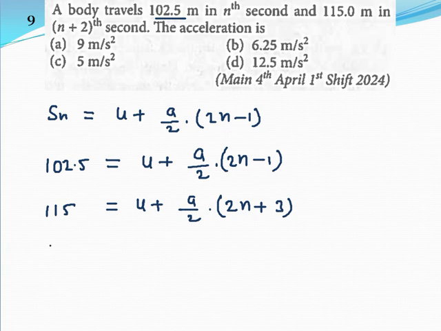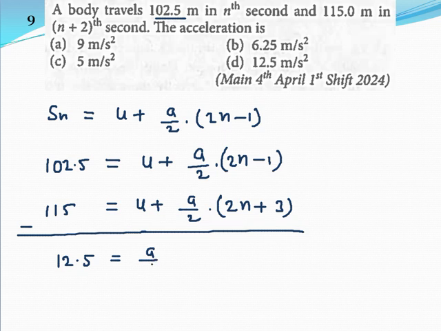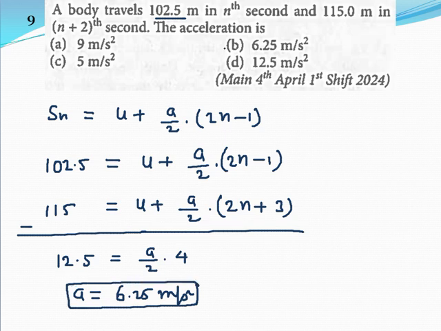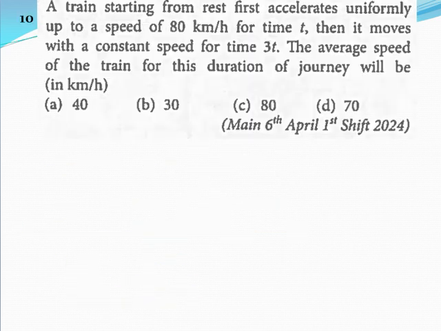So if we subtract these two, what do we get here? The result comes in LHS 12.5, it is 12.5 only, equal to a by 2 times 4. So the acceleration comes to be 6.25 meter per second square. Option number B.